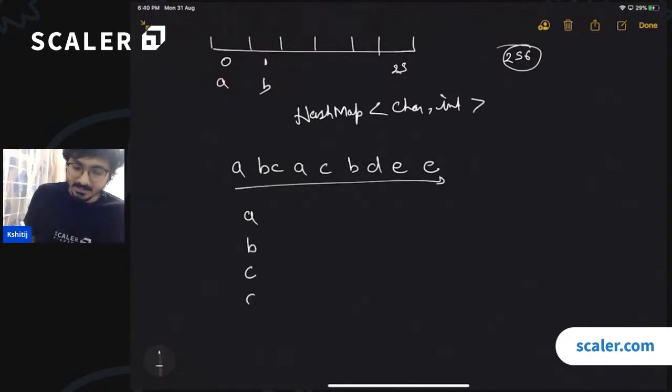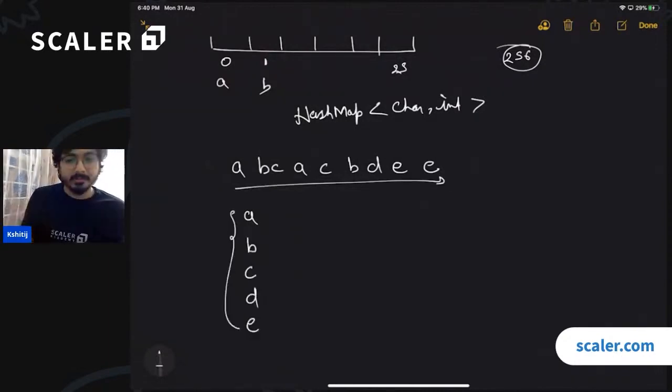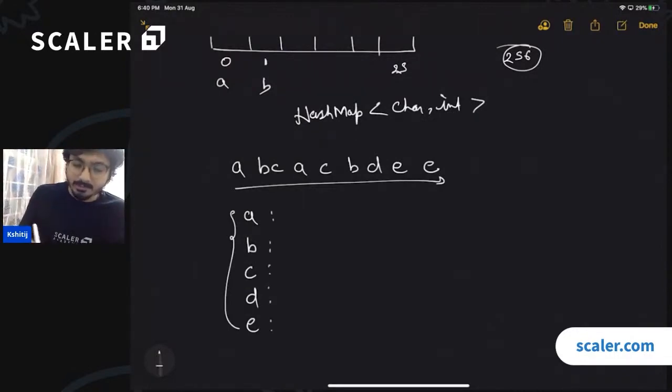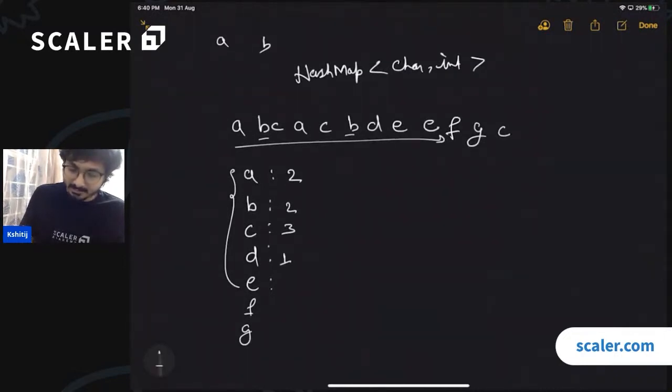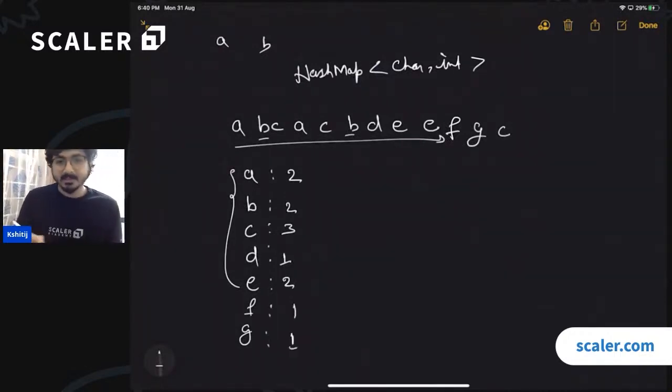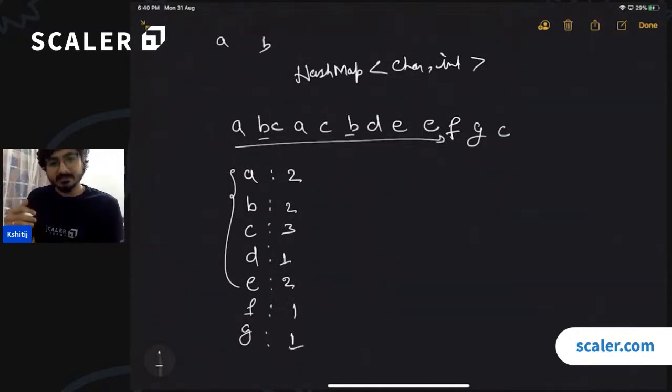A, B, C, D, E. All the unique characters will become the key, and corresponding to each unique character we'll have a count. So against A, we'll have 2. Against B, again 2. C is also 2. Let us also have F and G, and another C, so the count of C will be 3. Count of D is exactly once. Count of E is 2, and F is 1 and G is 1. So now we have got the frequencies of each and every character.